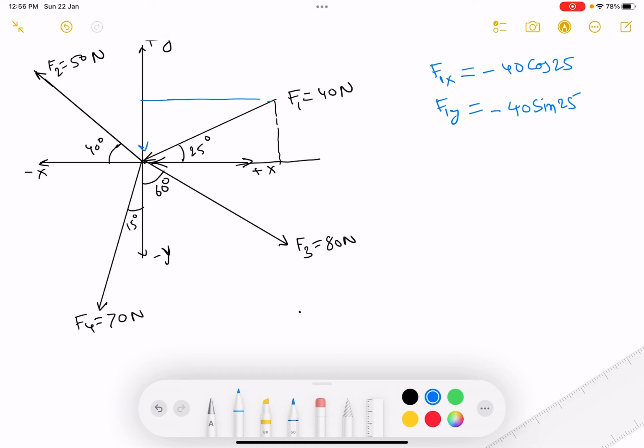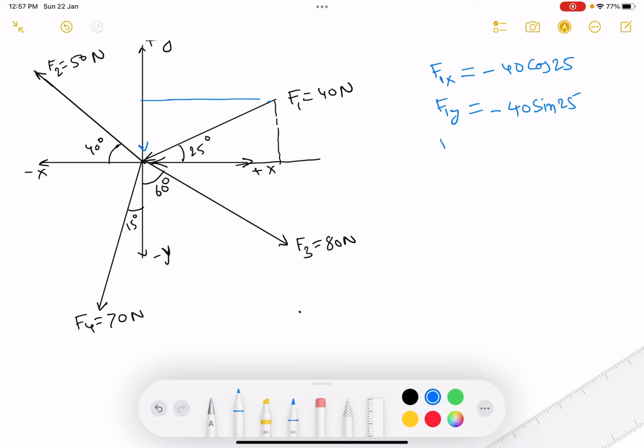Okay. Come to F2 now, right? Force F2. Now you are given its angle with x-axis, and that is 40 degrees. So what is the other angle it makes with the x-axis? 180 minus 40, obviously, right? So this angle is 140. But we are not going to consider that. We are going to consider only the smaller angle which it makes with the x-axis. So I'll remove that.